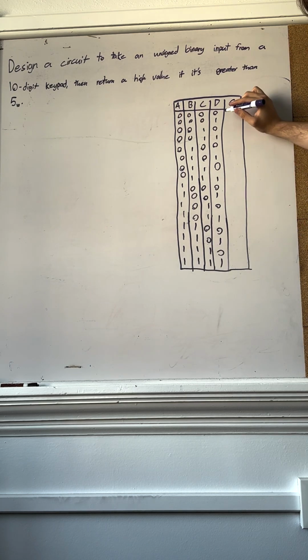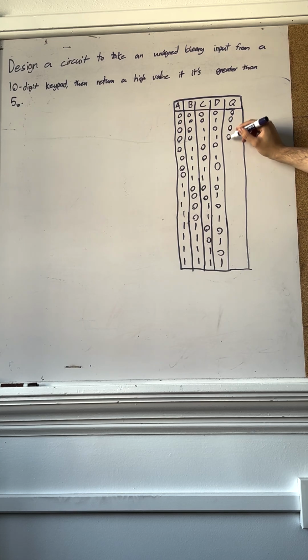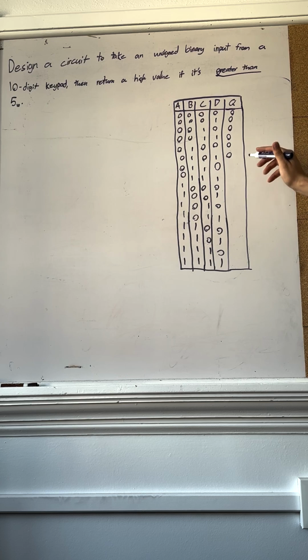So, starting off, input 0 is going to have an output of 0, since 0 is less than 5. Input 1, less than 5, same thing. We're going to keep going for 2, 3, 4, and 5. And once we get to 6, this is the first number that is greater than 5. It is not greater than or equal to, or else 5 would also be 1. But 6 is going to be the first 1 value. And then 7 is going to be a 1 as well as 8 and 9.